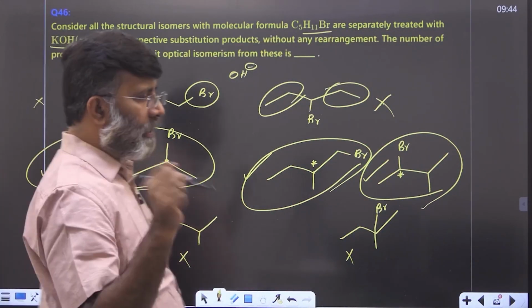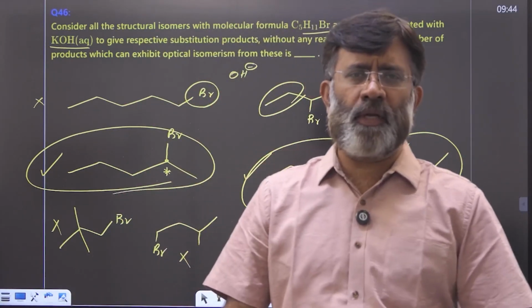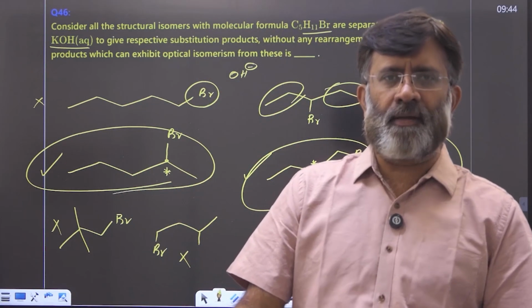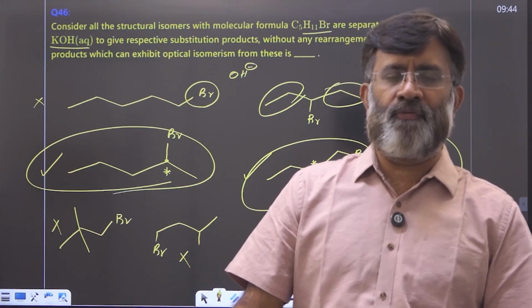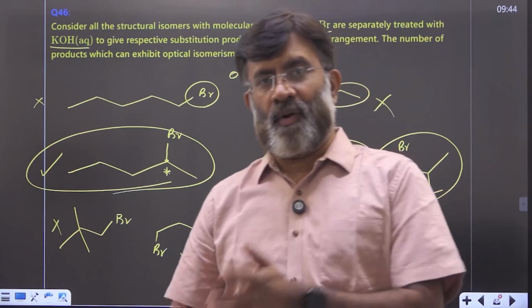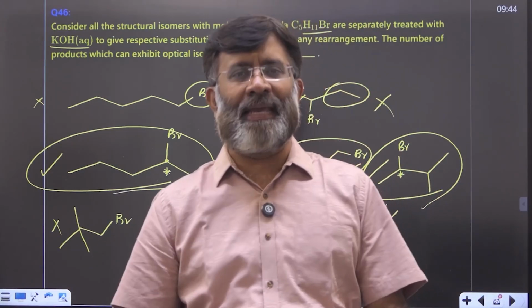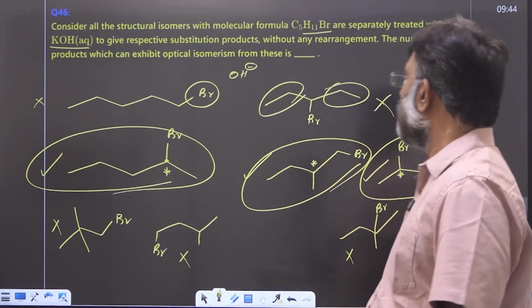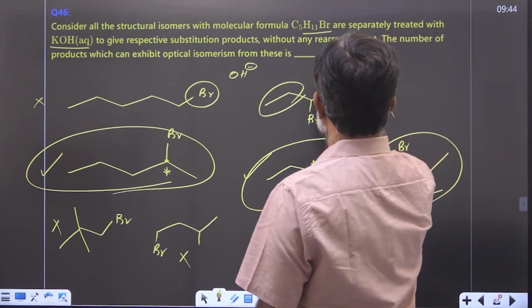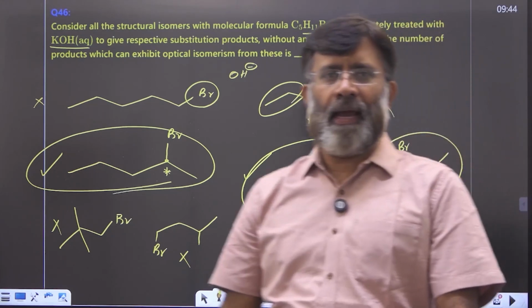So there are 3 molecules without any rearrangement. There are 3 molecules which can lead to optically active forms upon hydrolysis or without hydrolysis also. Upon hydrolysis, that doesn't make any other sense. Bromine replaced by OH. That's it. So the answer is 3. There are 3 compounds which show optical activity.